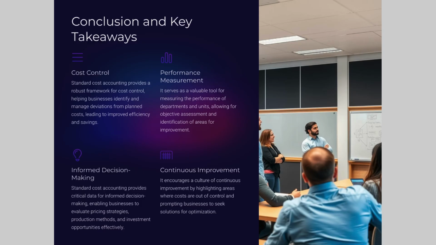Conclusion and key takeaways. Cost control. Standard cost accounting provides a robust framework for cost control, helping businesses identify and manage deviations from planned costs, leading to improved efficiency and savings. Performance measurement. It serves as a valuable tool for measuring the performance of departments and units, allowing for objective assessment and identification of areas for improvement. Informed decision-making. Standard cost accounting provides critical data for informed decision-making, enabling businesses to evaluate pricing strategies, production methods, and investment opportunities effectively.